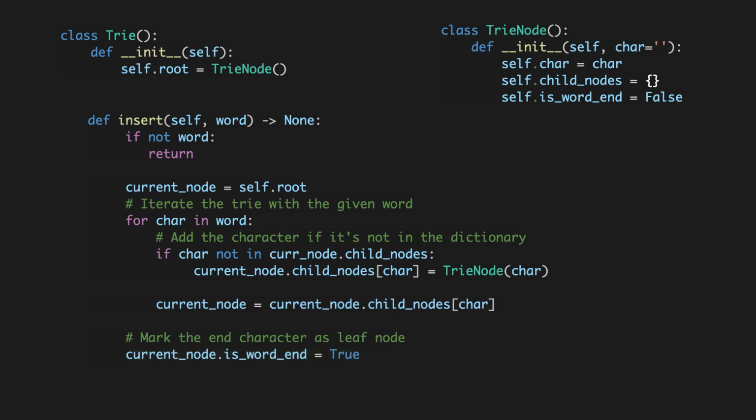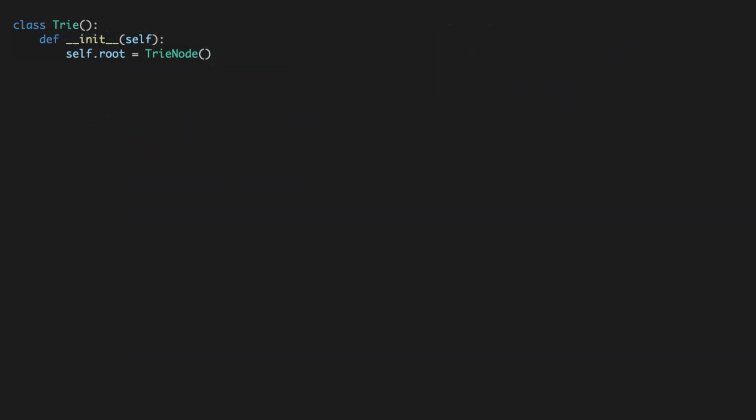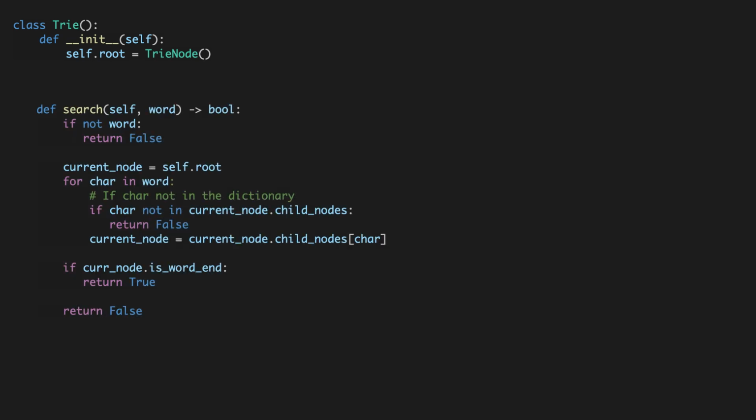If L is the length of the word that we are trying to insert, the time complexity will be O of L, and the space complexity will also be O of L. The next operation to perform on a trie is to search for a word. So we'll set current node to the root of the trie.